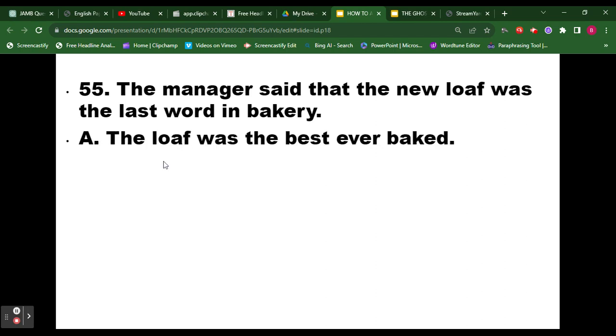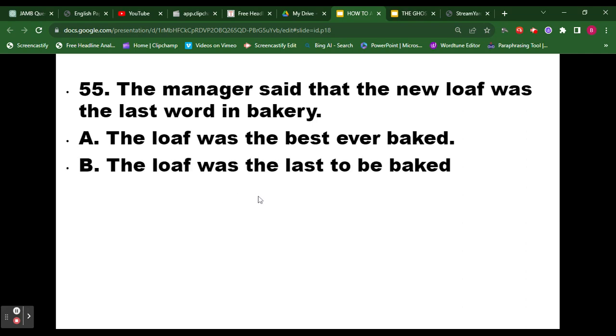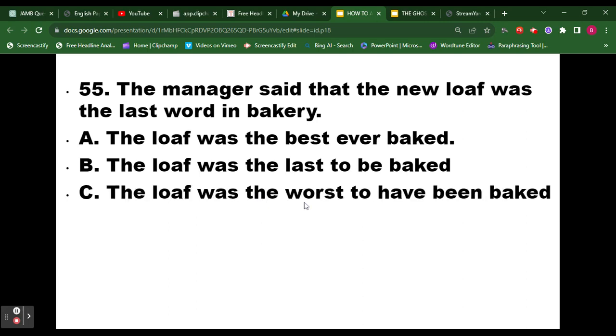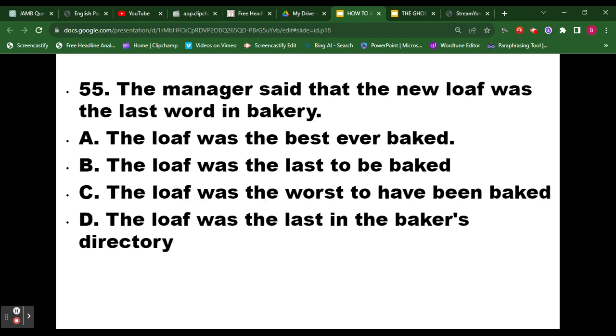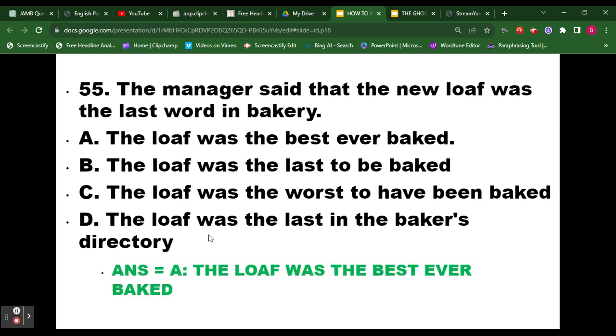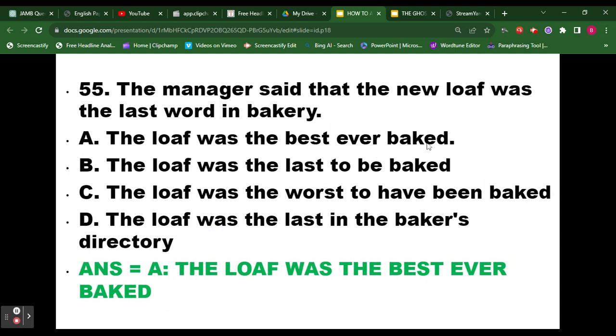So let's look at option A. The loaf was the best ever baked. B. The loaf was the last to be baked. C. The loaf was the worst to have been baked. And D. The loaf was the last in the baker's directory. Now, when we look at this, option A is correct. The loaf was the best ever baked. When something is the last word in something, it is the best in that class. All right. And so this is exactly what we have been looking at.